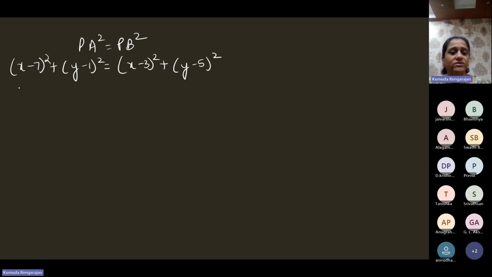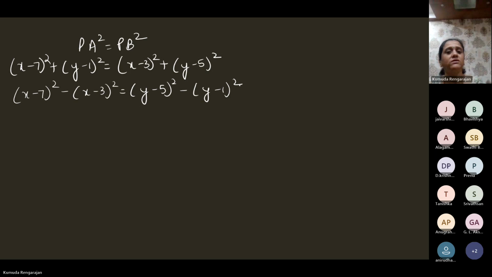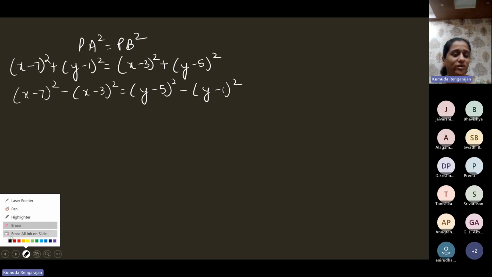If you want, you can also transpose like this. (x minus 7) the whole squared minus (x minus 3) the whole squared is equal to (y minus 5) the whole squared minus (y minus 1) the whole squared. You can work it as a difference of two squares, a squared minus b squared equals (a plus b) into (a minus b). You can also expand, children, using (a plus b) the whole squared and (a minus b) the whole squared everywhere. Just make a note that you can do it either way, or use the identity. Let me continue like this.